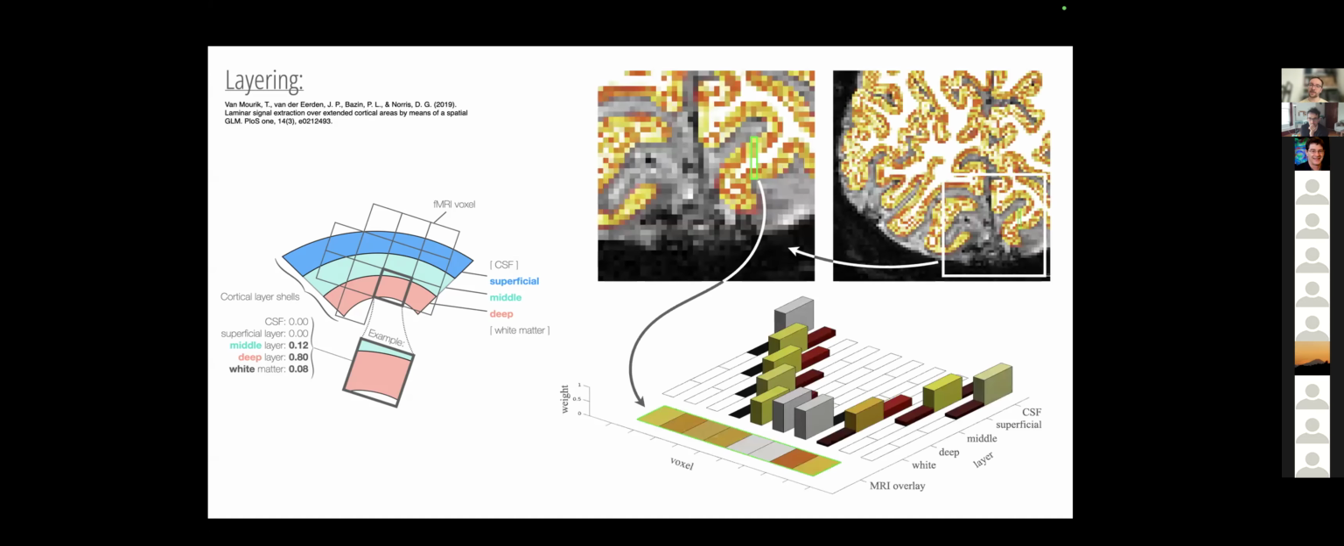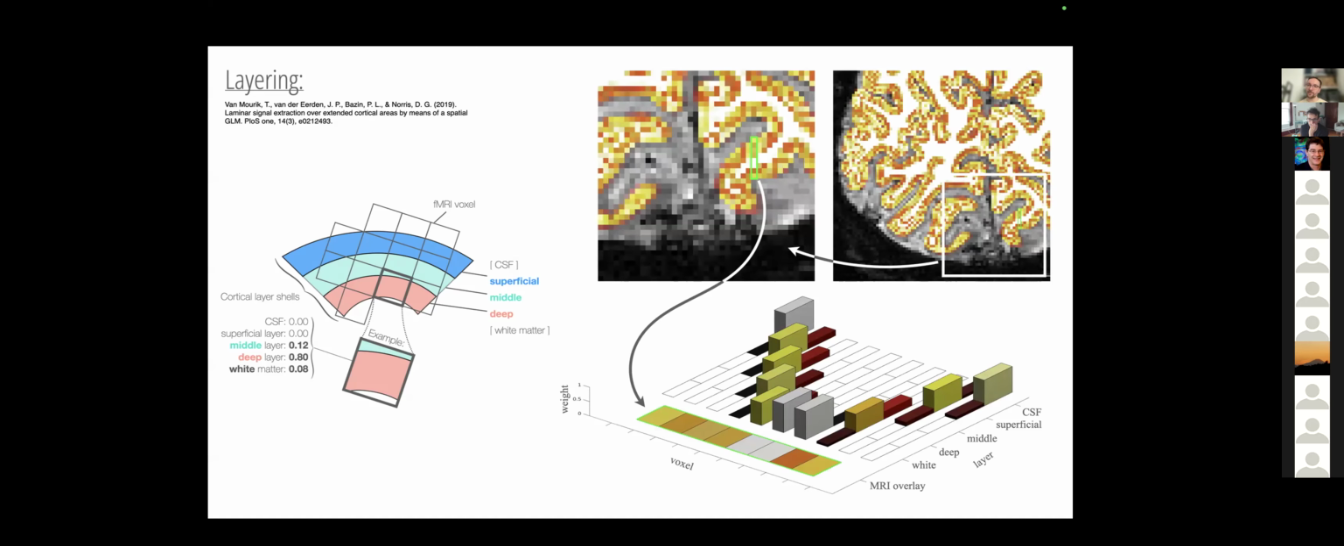And then you would assign a value to this fraction, like either in this part of the segmentation or in this part. In this case, you would say, okay, 12% of this voxel belongs to the middle layer, 80% belongs to the deep layer, and 8% belongs to white matter. And those values are then used to weigh the result of the GLM later.